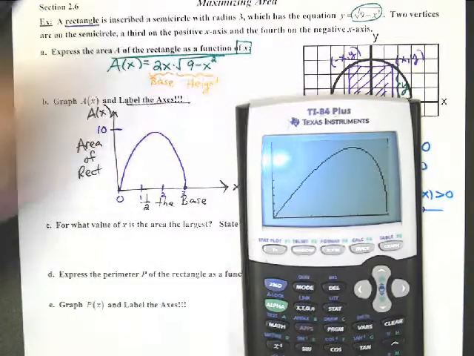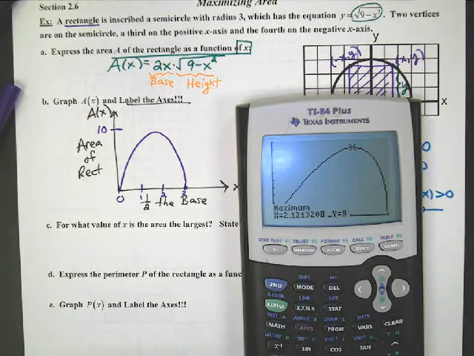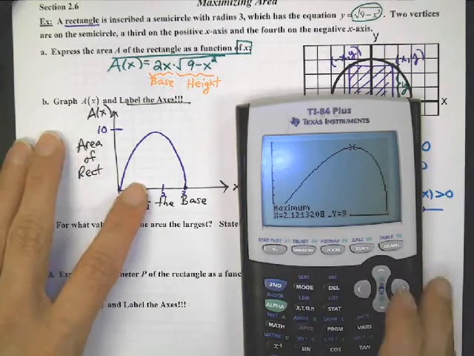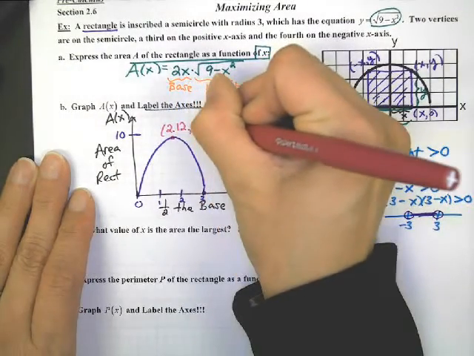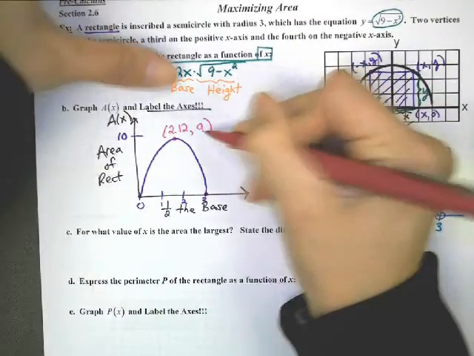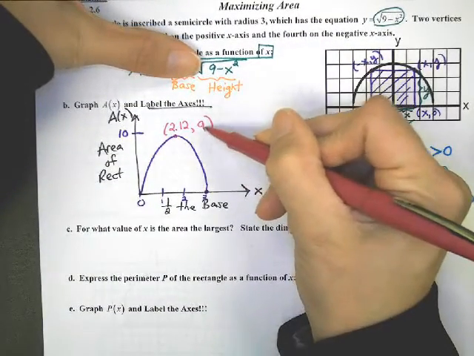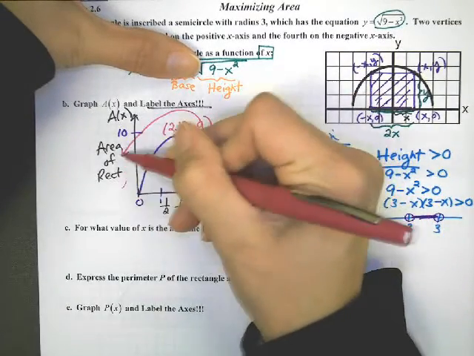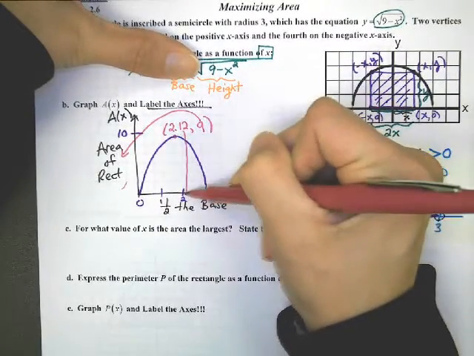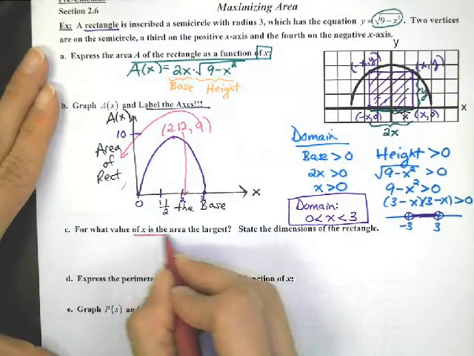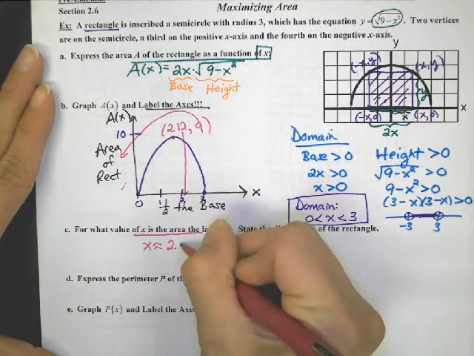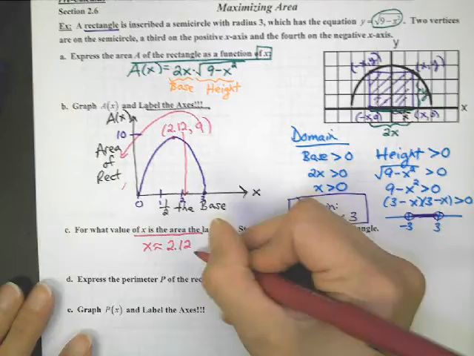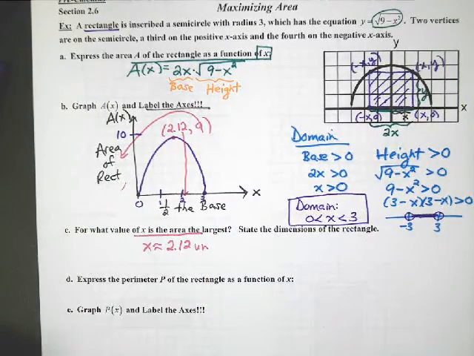Left, left, left, and the maximum is, oh, let's round it 2 places nicely for the x value, 2.12, 9. 2.12, 9 exactly. No zeros needed because it came out exact. So 9 represents the y value, area, and 2.12 represents that x value. For what value of x is the area the largest? What x value? Well, the x value of 2.12. I'm going to say units because there's no units in this problem.